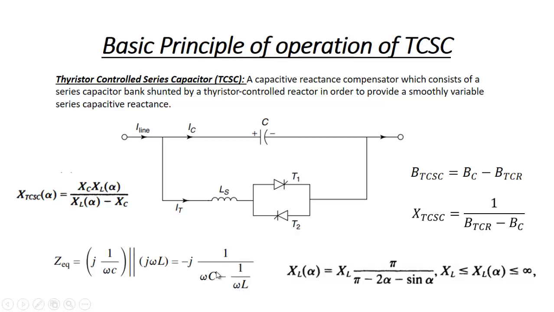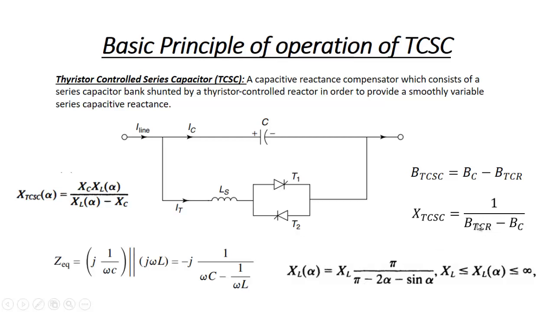When you consume the minus inside this, it will be equal to j into 1 divided by (1 by omega L minus omega C). So 1 by omega L is nothing but BTCR, 1 divided by (BTCR minus BC). So XTCSC will be equal to 1 divided by (BTCR minus BC). Actually BTCSC will be equal to BC minus BTCR, but XTCSC will be equal to minus 1 divided by BTCSC. So in that case, you will see that it will come out to be this way. Here, this BTCR will again be equal to the same value.